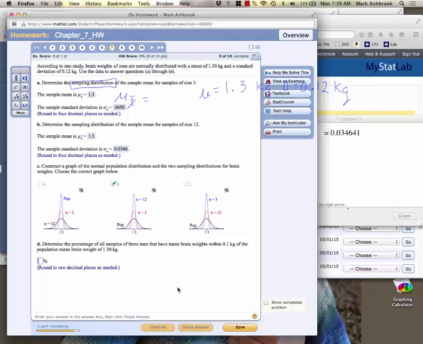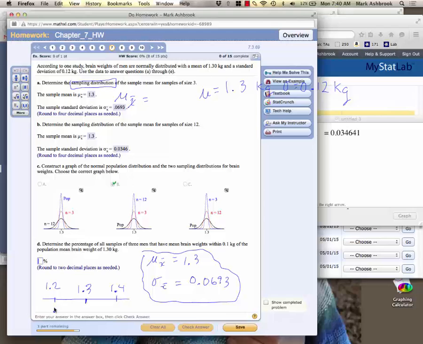Determine the percentage of all samples of three men that have mean brain weights within 0.1 of the population mean brain weight of 1.3. So now we're back to our samples of size 3. We had the mean of 1.3 and standard deviation of 0.0693. What percent of men have mean brain weights within 0.1 kilograms? So what are we saying? We've got our mean of 1.3, and we want to know what percentage lies between 1.2 and 1.4. These are means now, right? These are means of samples of size 3, and we've got that distribution. We want to know the percentage that lies in this range.